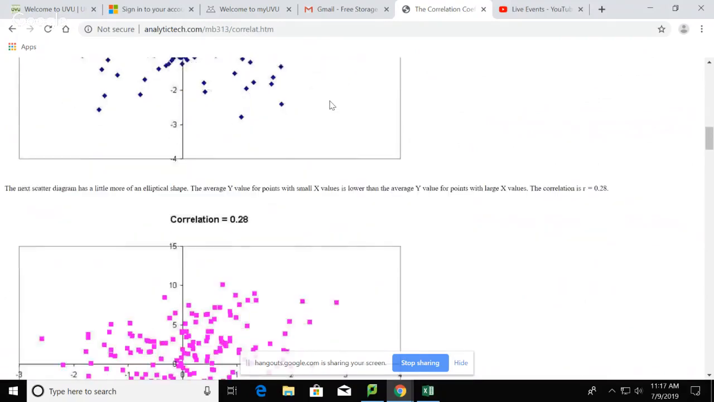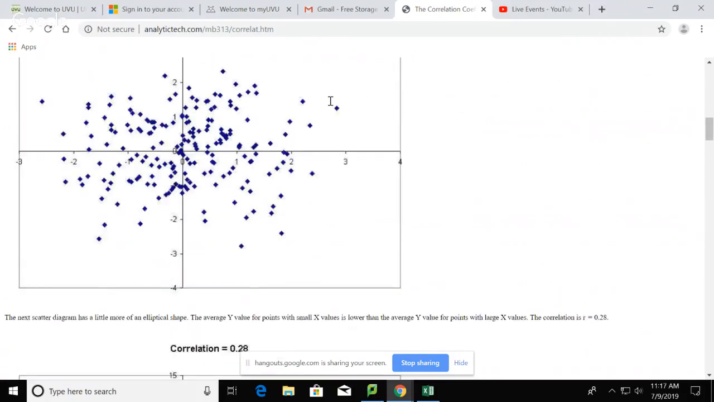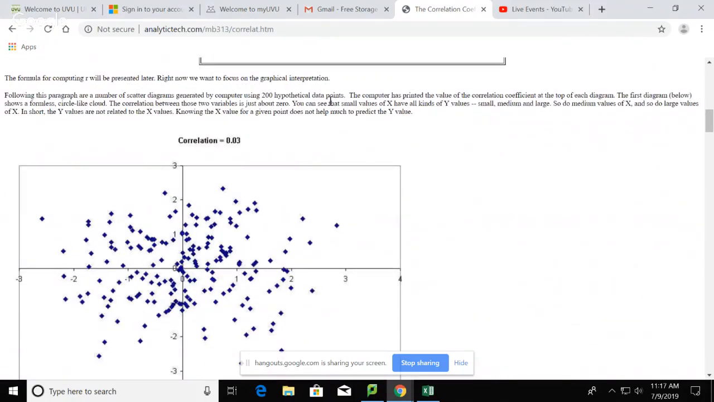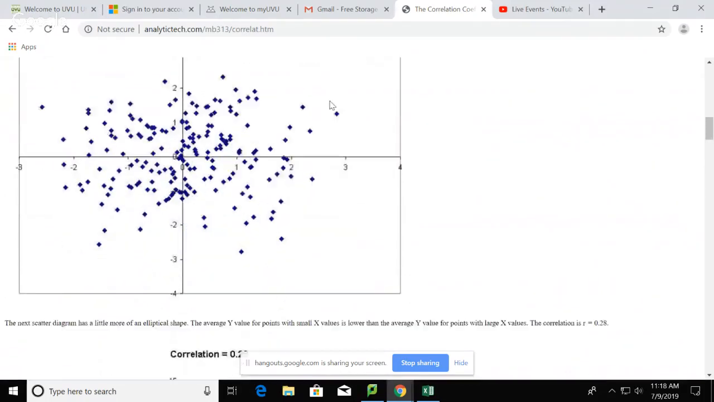Okay? How close to 0 would you say? 0.03? That's only 3 hundredths away from 0. I know, but we want to know, is it less than 0.3? I think it's like 0.5. 0.5 would be what? Moderate correlation? Moderate. So let's look at some correlation coefficients.